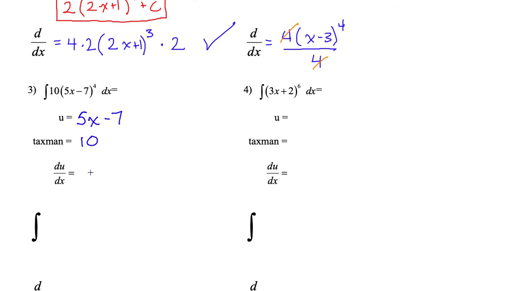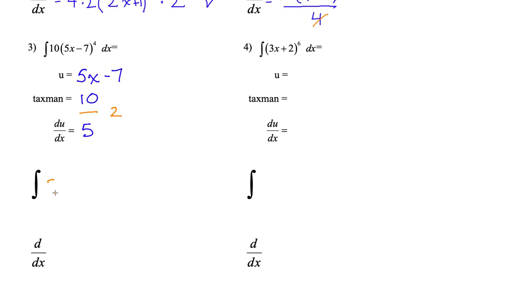Taxman is going to be 10 in this case. The derivative of u is going to be 5. I'm going to pay Taxman the rate of 2. So come down here. Taxman is now turned into a 2. 2 times the quantity of 5x minus 7. That's all going to be raised to the power of 4 still, dx.